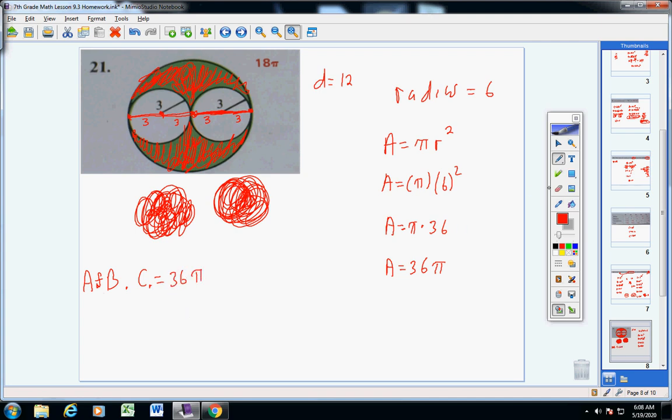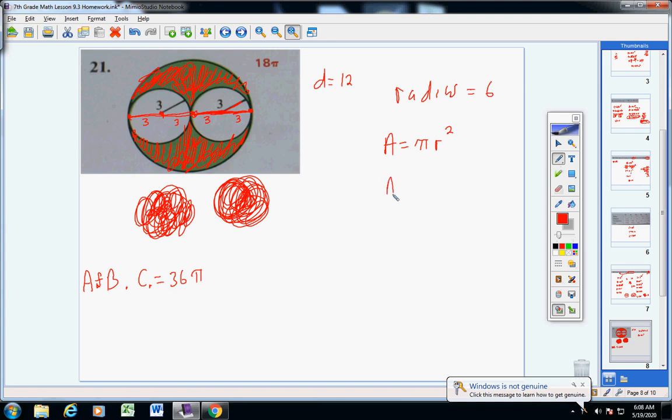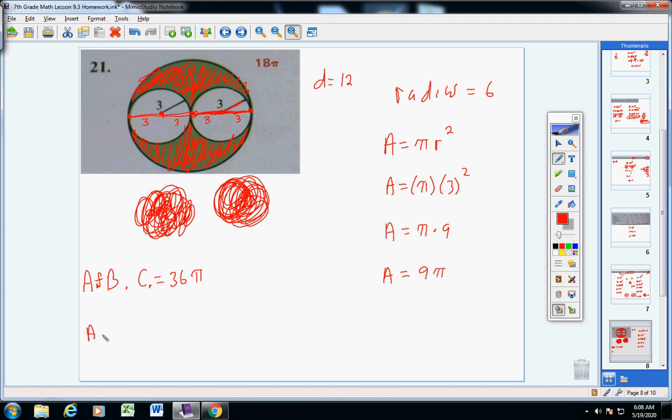Got it. Now, let's find the area of the smaller circle here. The radius is 3, so I have pi r squared. My radius is 3. 3 times 3 is 9, so I have pi times 9, so my area would be 9 pi. So area of little circle is 9 pi.